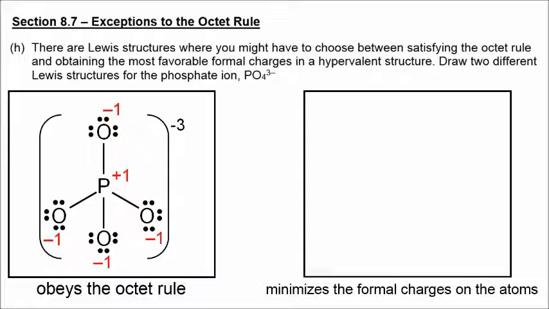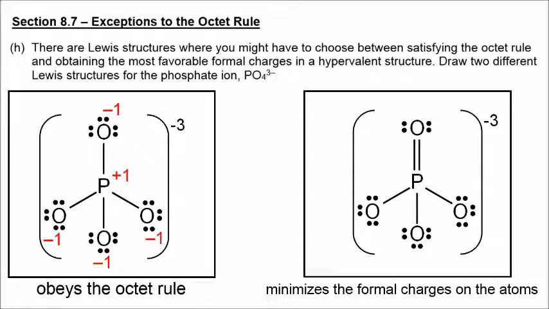So can we do better to minimize the formal charge on the atoms, even if it means having a hypervalent structure? Yes, we're still going to have -1s on 3 of the oxygens, but the central phosphorus now has a formal charge of 0, as well as one of the doubly bonded oxygens. So we've reduced formal charge, and we're allowed to have a hypervalent structure since phosphorus is in period 3.